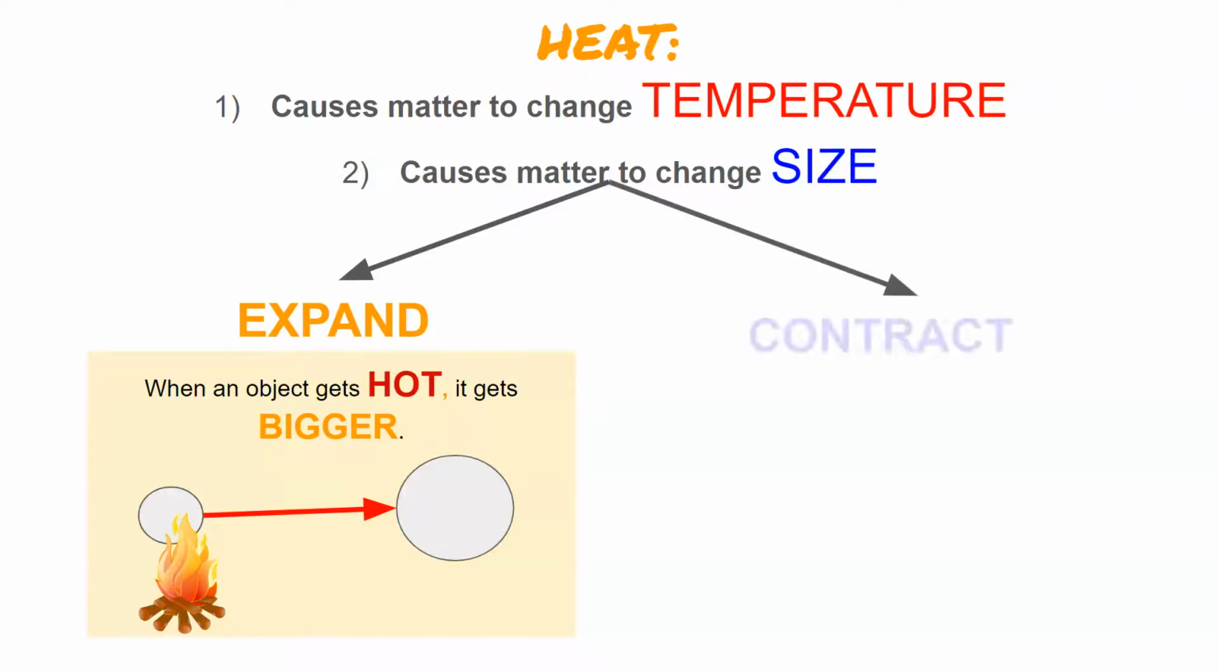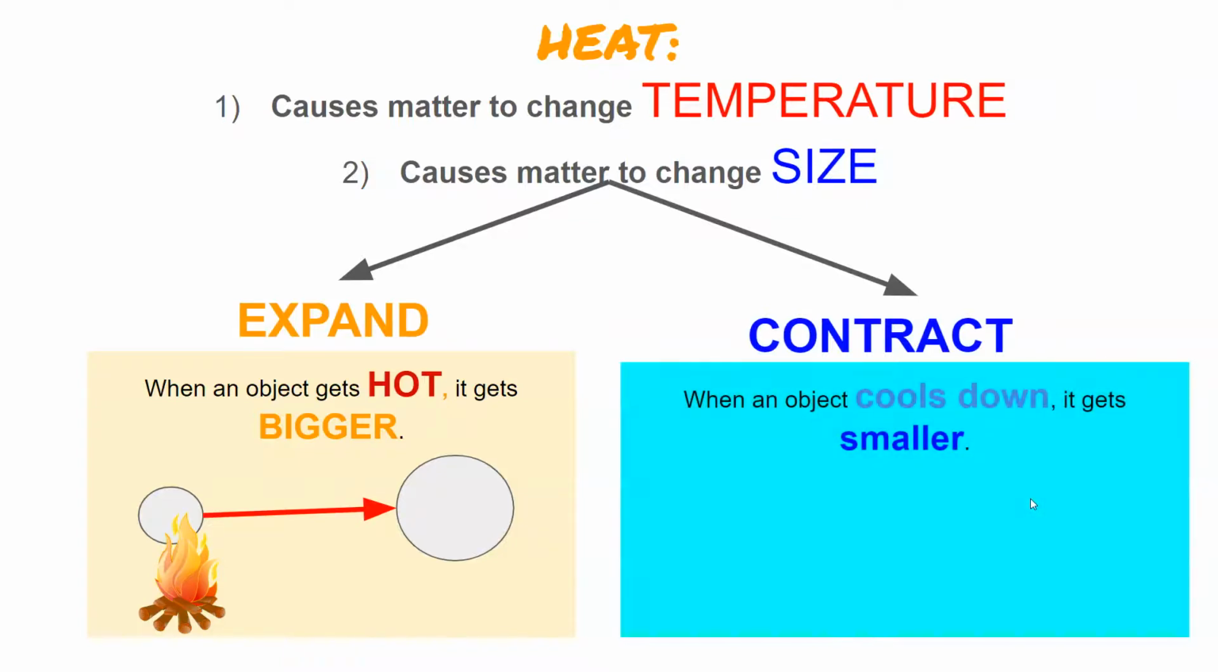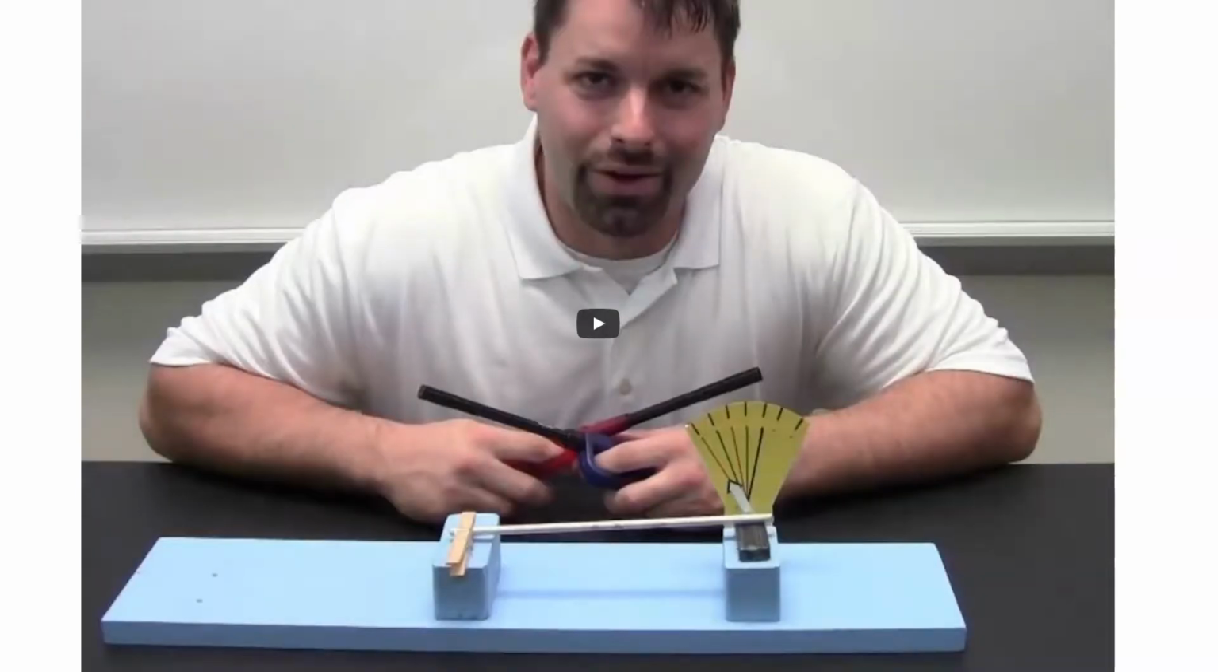Now, it can also contract. And this is when an object cools down, it gets smaller. So here we have an object being cooled down and getting smaller. So we would say this object contracted. Now we're going to look at an experiment to see how this works.